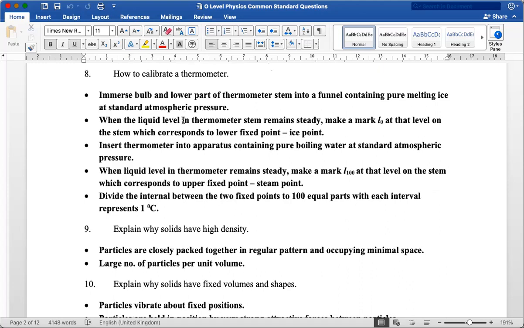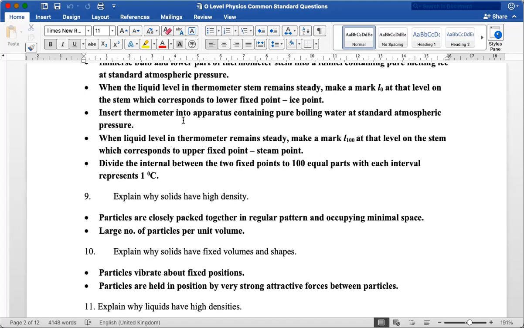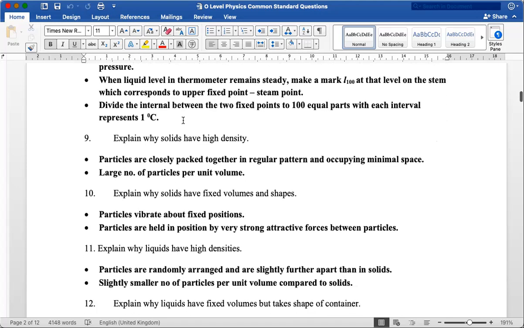Insert thermometer into apparatus containing pure boiling water at standard atmospheric pressure. When liquid level in the thermometer remains steady, make a mark L100 at that level on the stem that corresponds to the upper fixed point, steam point. Divide the interval between the two fixed points into 100 equal parts, with each interval representing 1 degree Celsius.